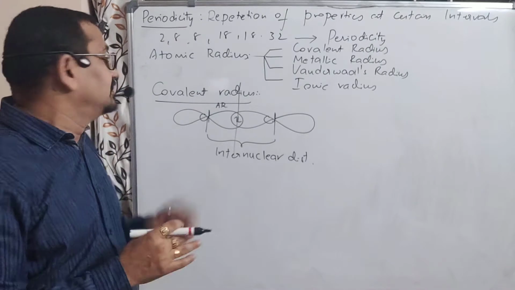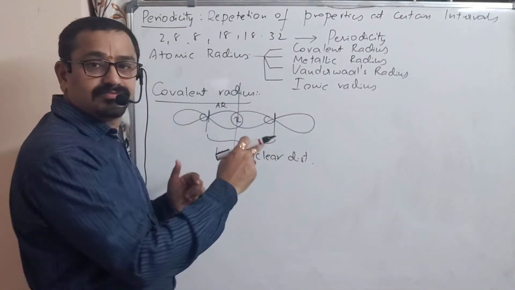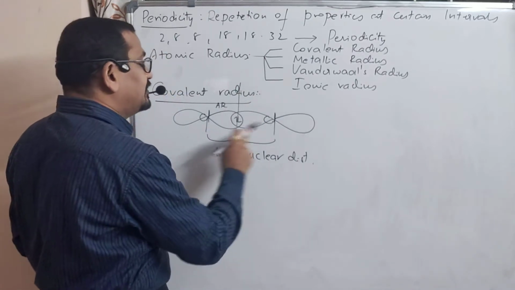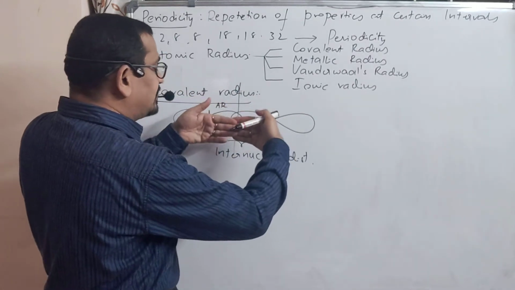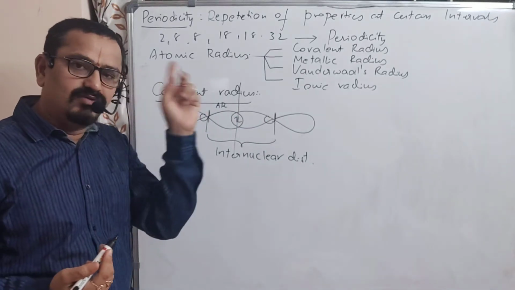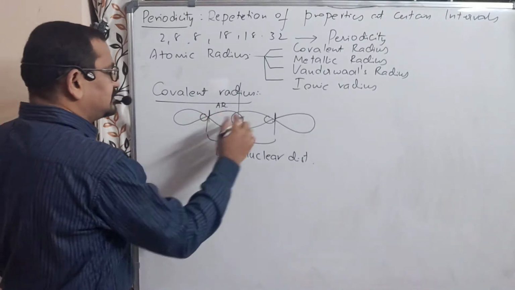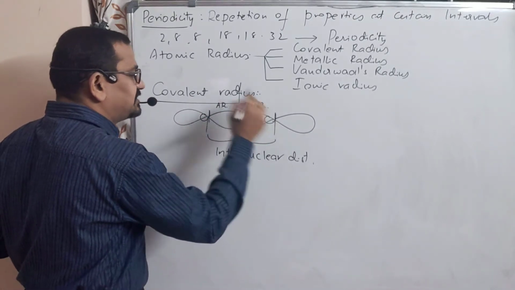Can you repeat that? Half of the internuclear distance between two covalently bonded atoms is said to be its covalent radius. So this radius is also called the covalent radius.